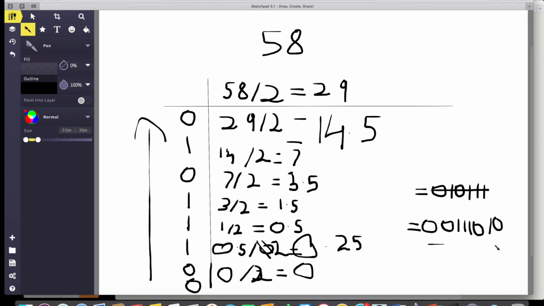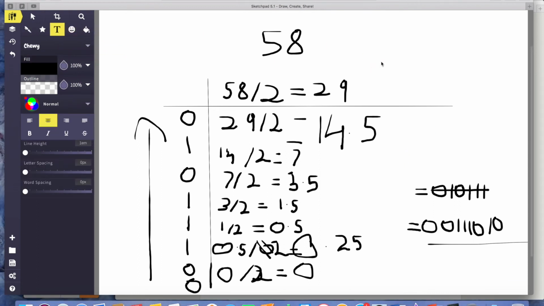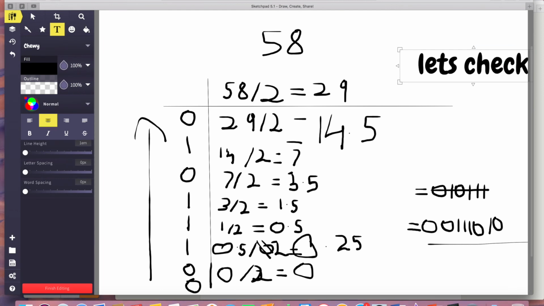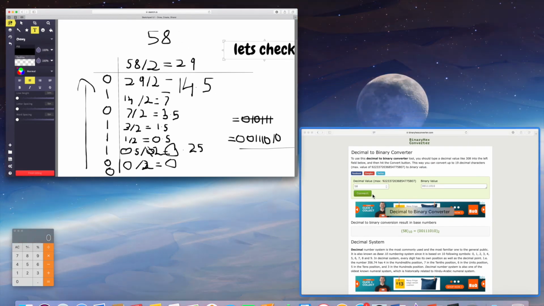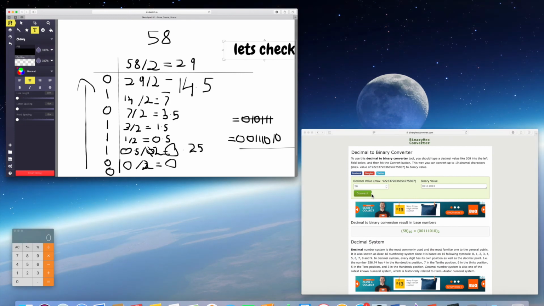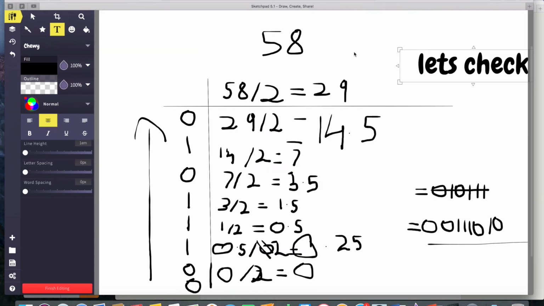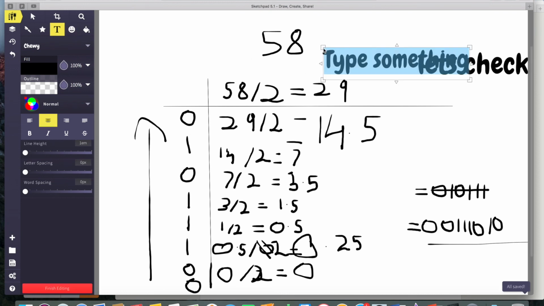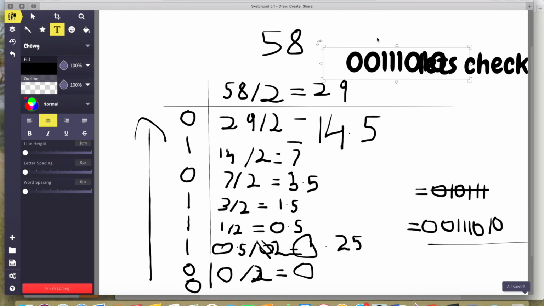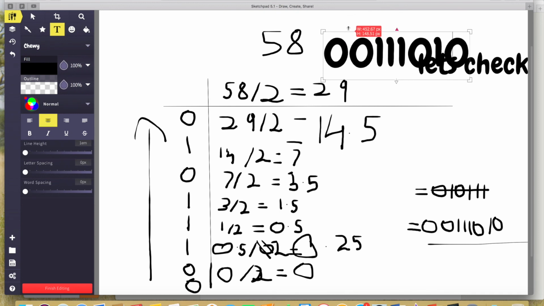So this is the original structure, and now I'll prove to you that this is the right calculation. Let's check. I'll go to the converter, and I've already put it in. I'm going to copy and paste the results onto the bigger part. You can see it is the same thing I wrote here.